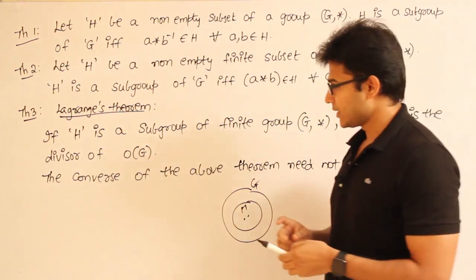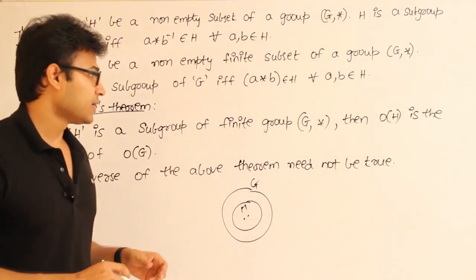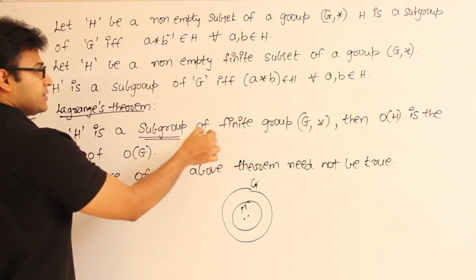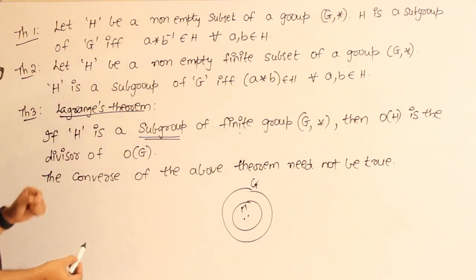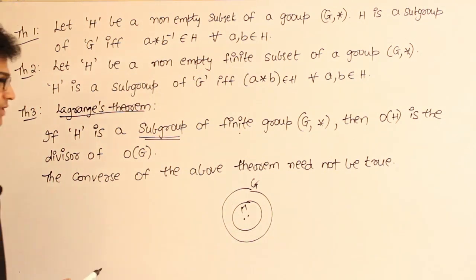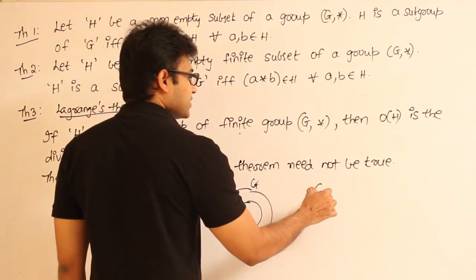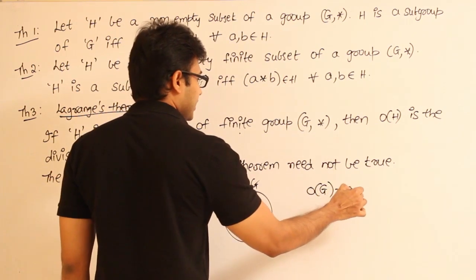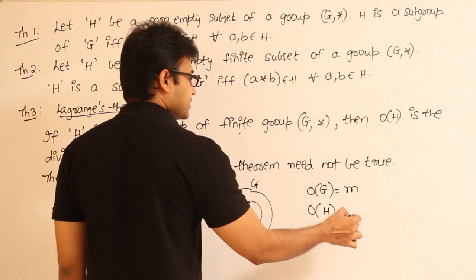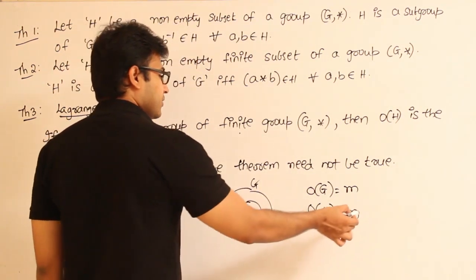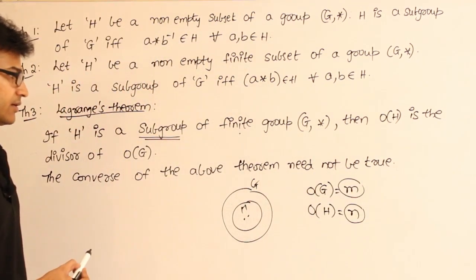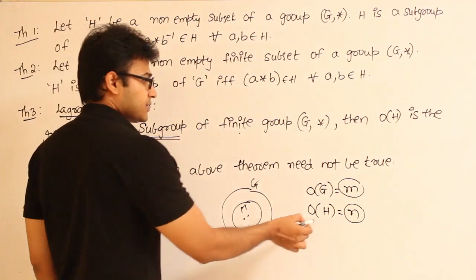Okay. Next one is Lagrange's theorem. So Lagrange's theorem says that if H is a subgroup, which means if it is already known that H is a subgroup, then order of H is a divisor of order of G, but the converse need not be true. So what they mean to say is, let us assume that the number of elements in a group G is M and the number of elements in a subgroup H is N. Then they are saying that this particular number N will definitely divide this number M. That is what they are saying when this is a subgroup, right?